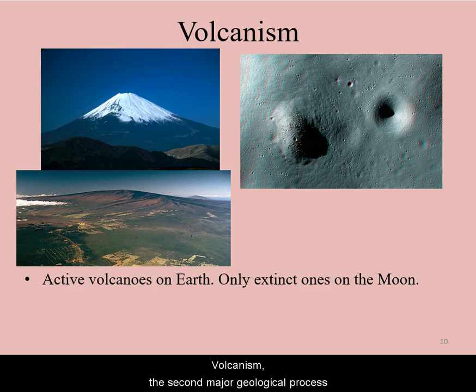Volcanism, which is the second major geological process, is still active on Earth, as evidenced by erupting volcanoes. On the Moon, it is thought that volcanism was active a long time in its past, over 3 billion years ago, but now the Moon is geologically dead.